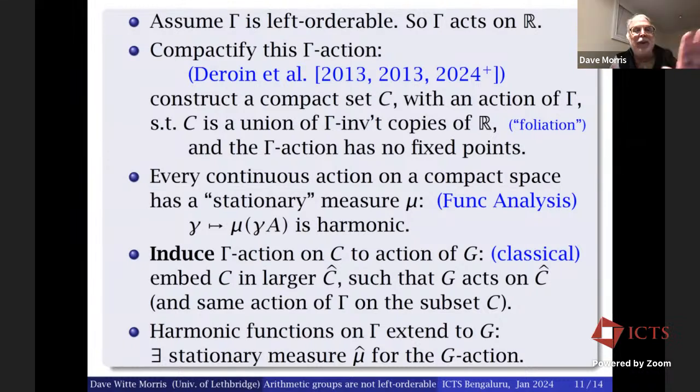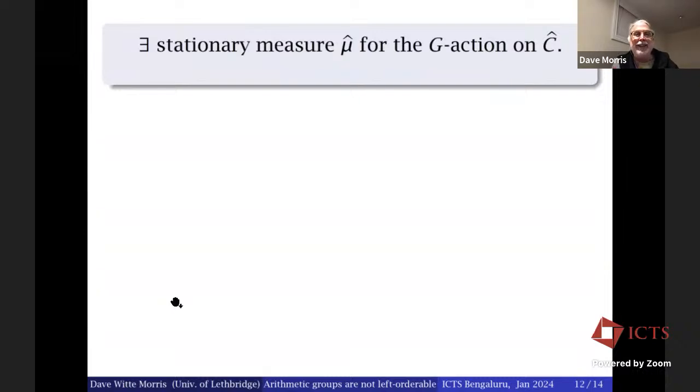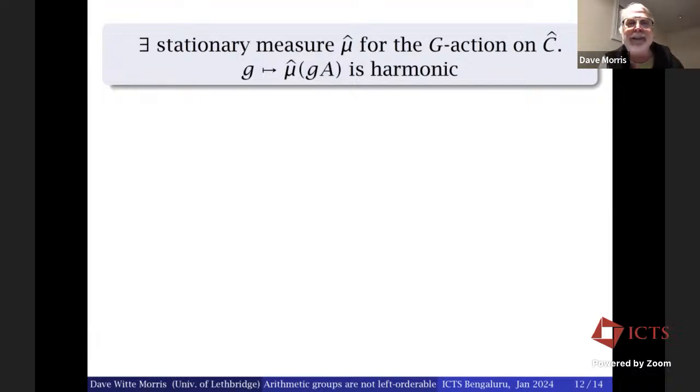Okay, so let me say, this whole page here, the key thing that we did here was we had an action of gamma on R. We extended that, we made the space bigger so that we had an action of gamma on some set C. We now made C bigger to C hat so that G will act on it. And that has a stationary measure, which means that if you look at what you get by translating, the measures vary as a harmonic function. That's the situation we have.